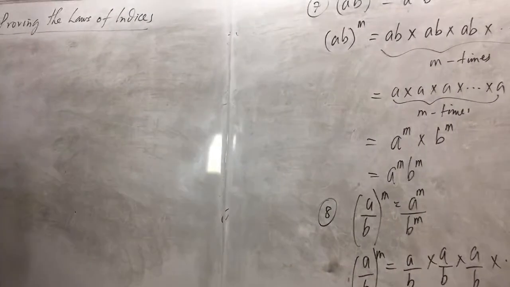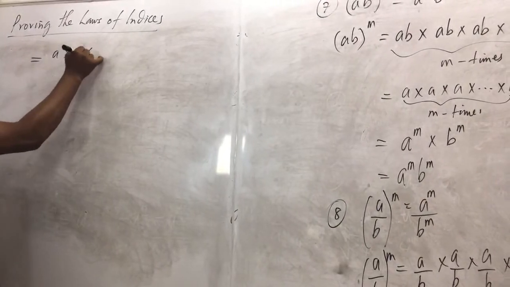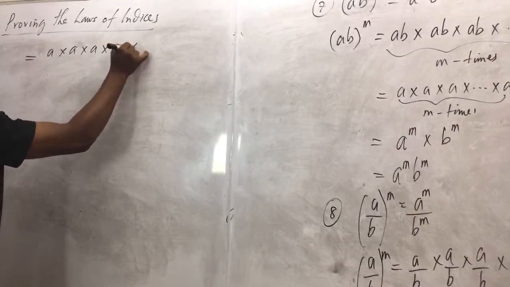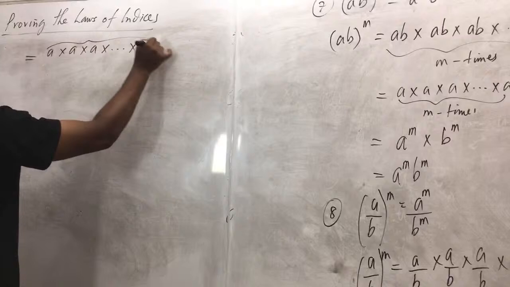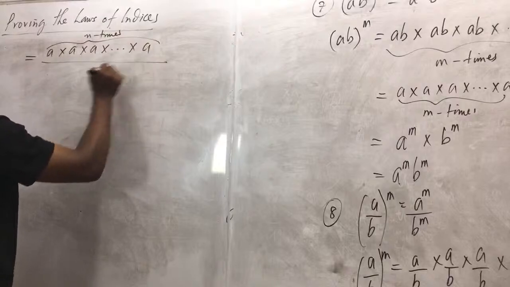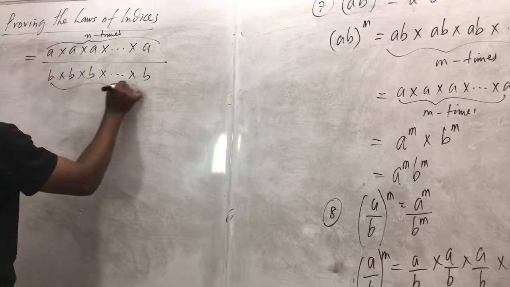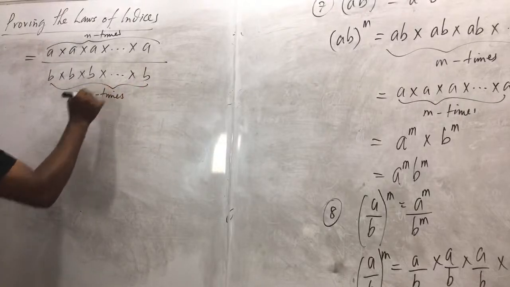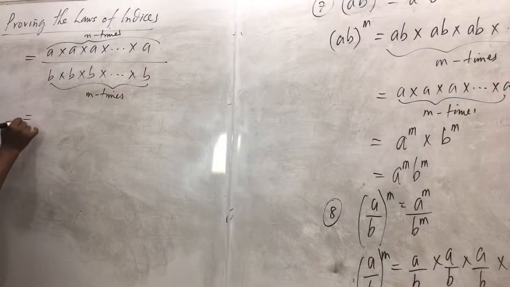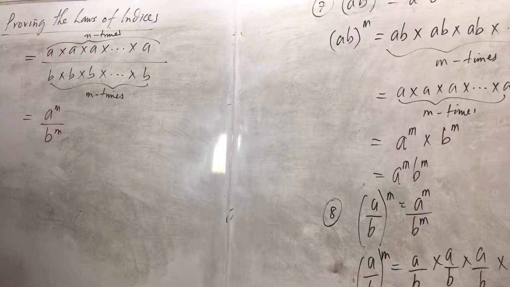So to get that done, what do we now do? You can now go on to gather all the a's in the numerator. Of course, there will be a total of m a's in the numerator, so m times a multiplying itself, and there will be a total of m b's in the denominator, m times. Okay? So this would end up giving you a raised to power m all over b raised to power m. And that proves law number 8. Now, let's move over to law number 9.